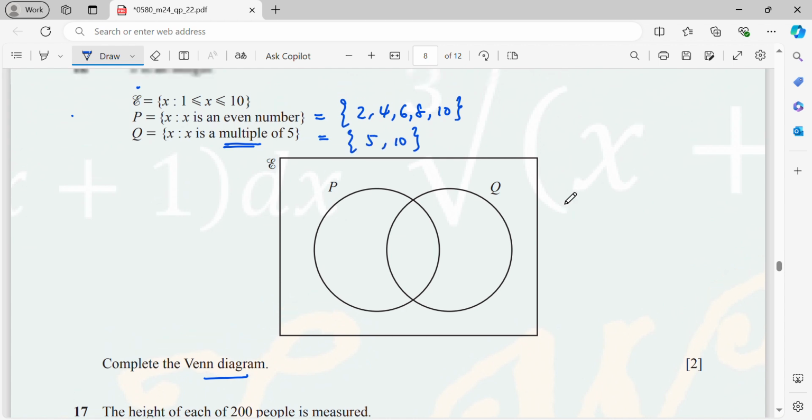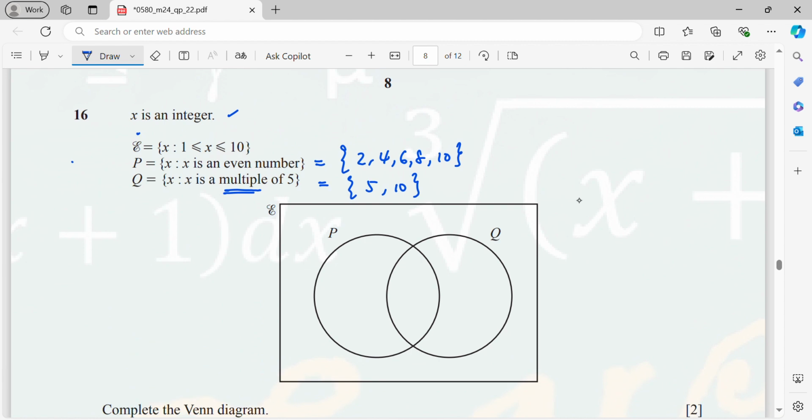So from here, when you need to draw the Venn diagram, firstly, we need to find out the intersection between the two sets, P and Q. So obviously, 10 is the intersection. Okay, because it is common to both sets. So therefore, I will label the middle as 10.